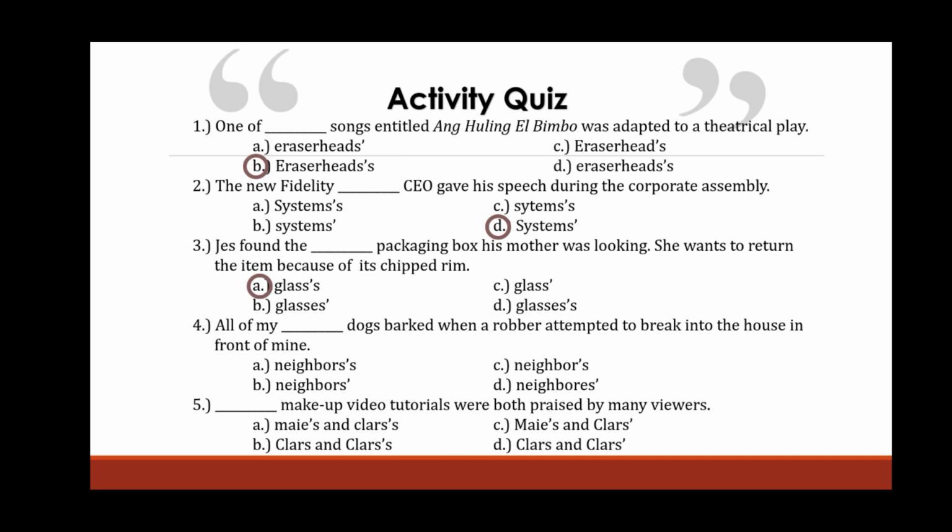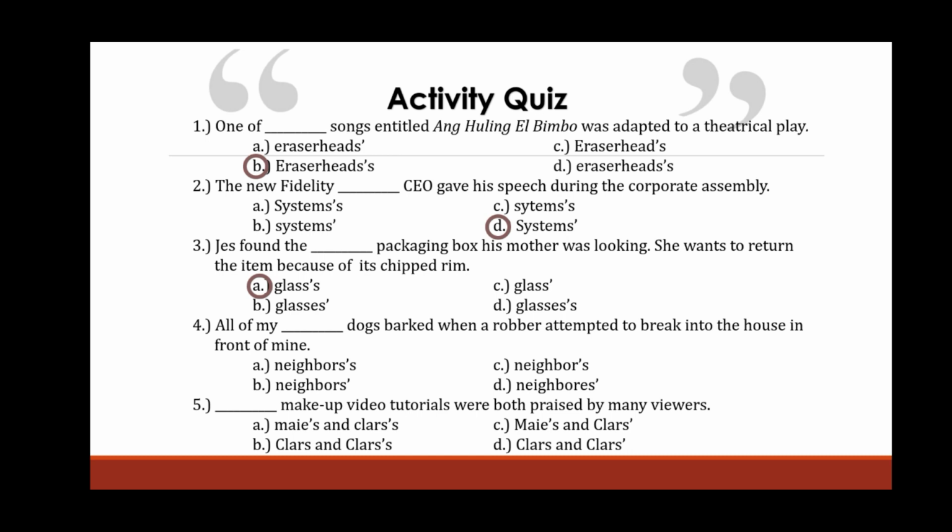Jess found the blank packaging box his mother was looking for. She wants to return the item because of its cheap rim. Okay? Sana nakuha niyo lahat ng tama to kasi isa to sa mga highlight ng first video. Now, the right answer here is A. Glasses. Bakit? Kasi singular noun siya. Hindi pwede yung letter B kasi kung babasahin niyo ulit yung second sentence, yung word na its suggests singular lang yung glass. Okay, and the possessive form of that is glasses. If you get confused with this one, my advice is kindly watch again the first video.